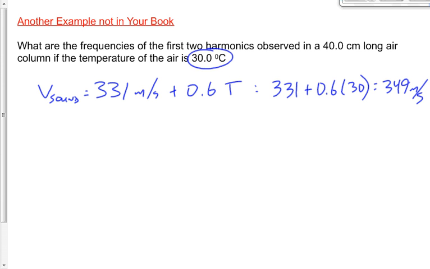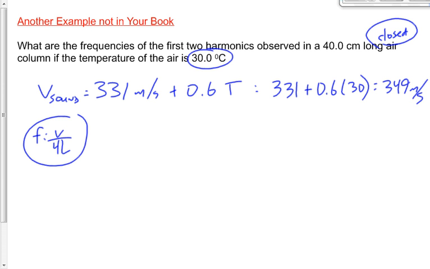Now that we have the speed of sound, though, we know the first harmonic for a closed air column. I should have said closed air column, by the way. The first harmonic for a closed air column is V over 4L. For an open air column, it's V over L. Okay, closed air column, V over 4L. Let's find the first frequency, the first harmonic. It's going to be 349 meters per second divided by 4 times the length of it, which is 0.40 meters.